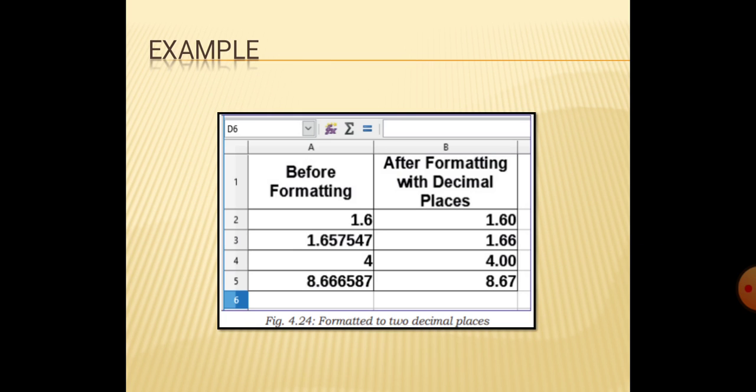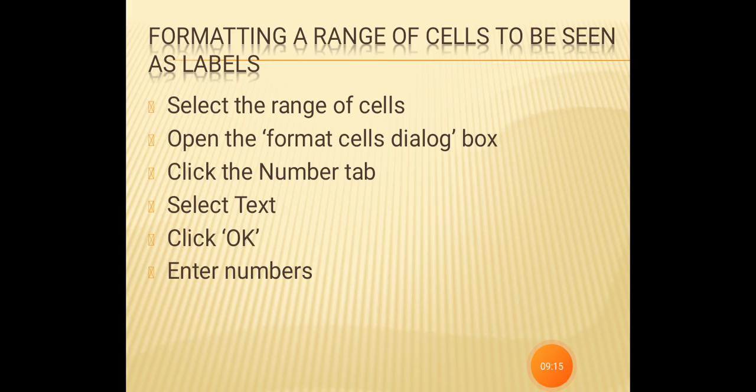So see, this is how your formatted text will look. Here this is 1.6, only one value after the decimal, and here we have about 6 values after the decimal, and here 6 again, here no decimal point. So this will look different, that is odd, right? But after formatting with decimal places, giving 2 after the decimal, we will have a uniform, neat, ordered one. Okay, next one is formatting a range of cells to be seen as labels.